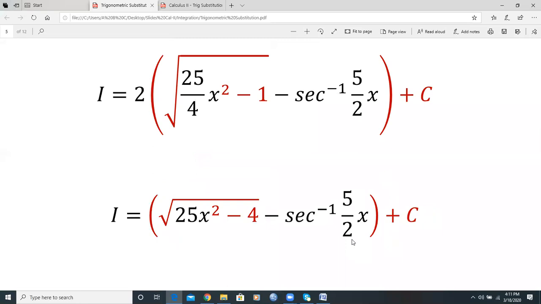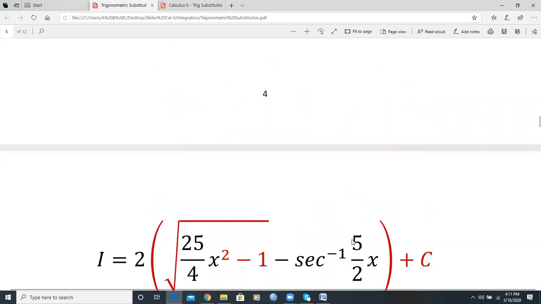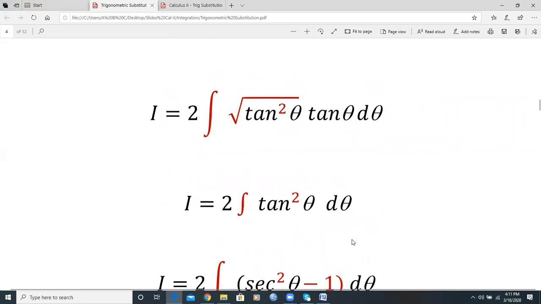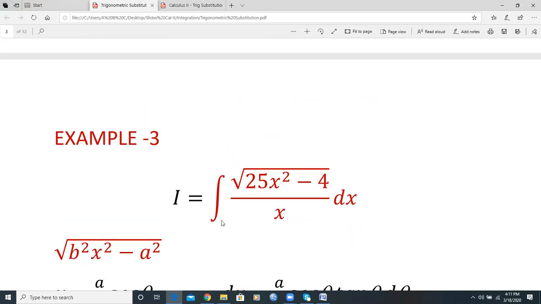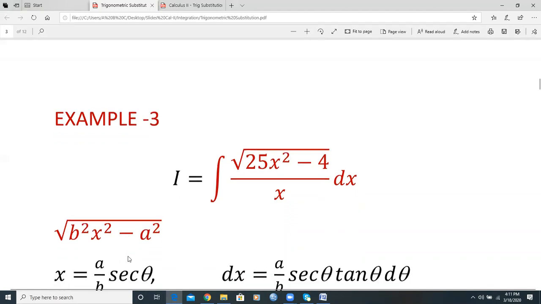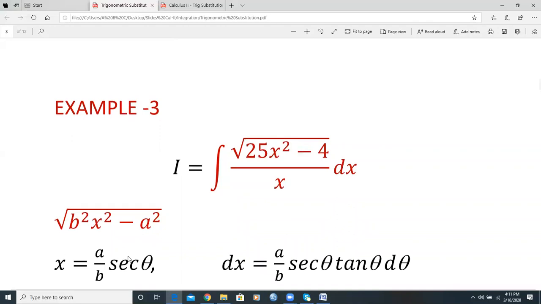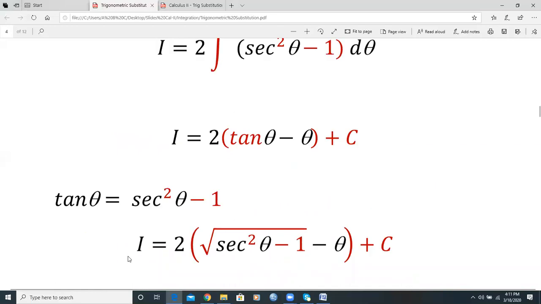So what we have seen is, by making the trigonometric substitution, we can find the integral of this type of function, where we have an integrand of this form, square root b square x square minus a square. So whenever we see the integral involves square root b square x square minus a square, we make the substitution x is equal to a over b sec theta. Okay, let's see another type of substitution.